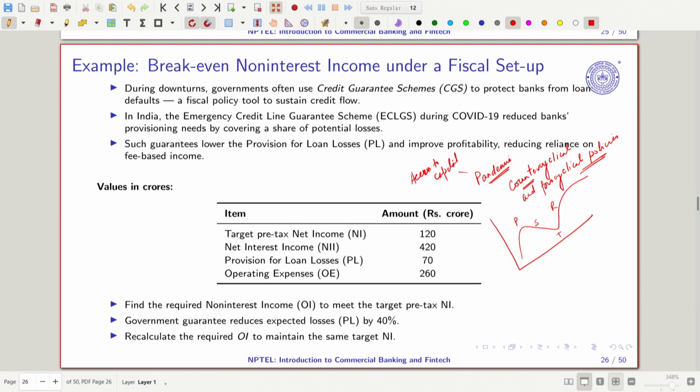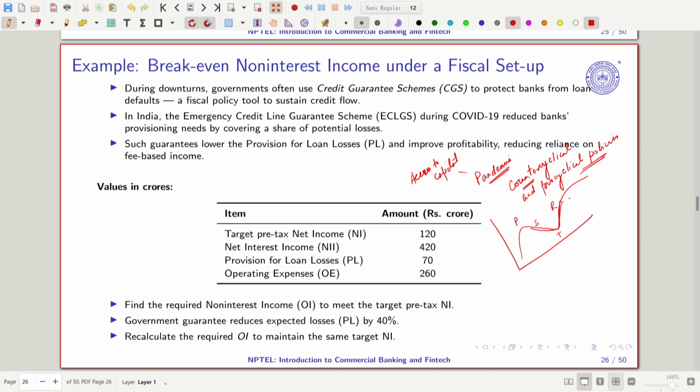When the economy is in distress, when it is slowing down, you increase the money supply, you pump more money so that people will use that money to generate more activity and more employment, and as a result your economy goes from this side to the recovery side. So this is the purpose. During downturns, governments often use credit guarantee schemes to protect banks from loan defaults, and in this case fiscal policy often plays an important role.